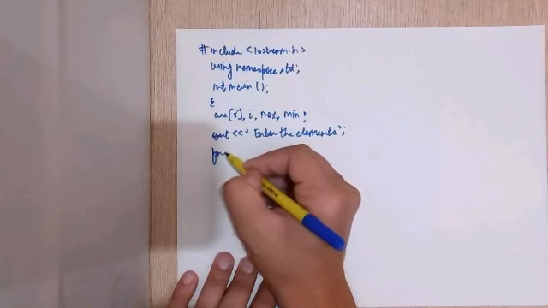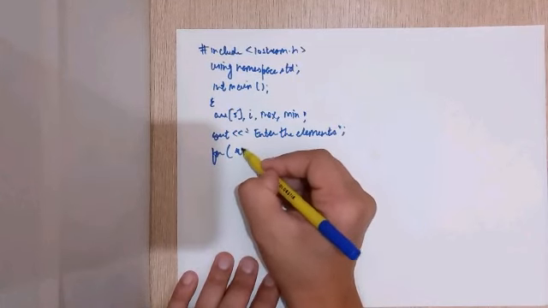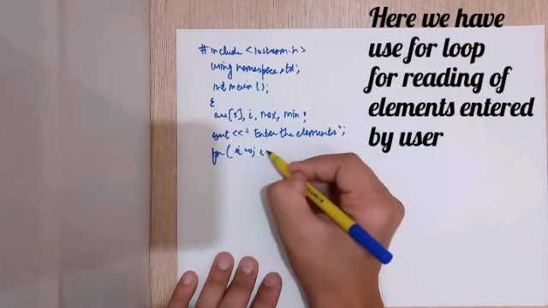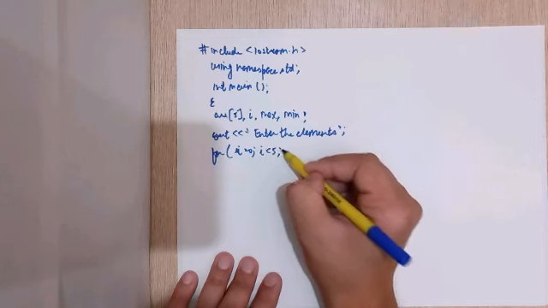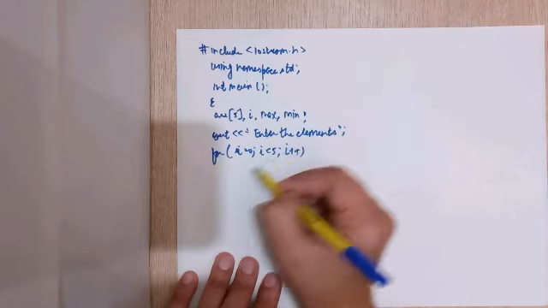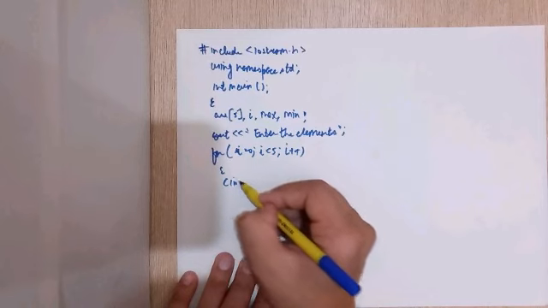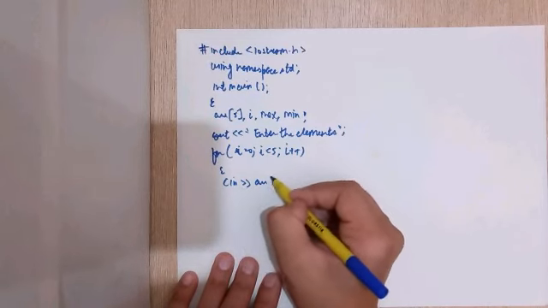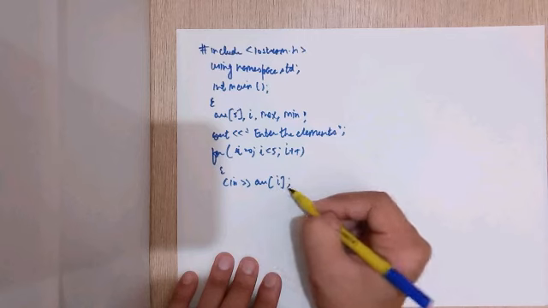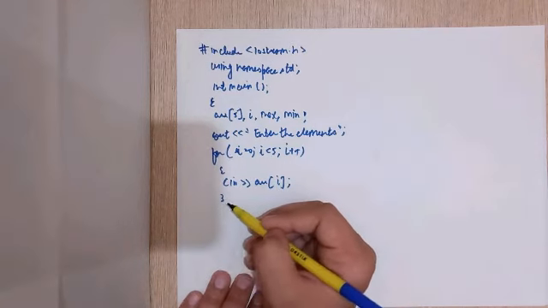And then here we will use a for loop for reading the elements which we have entered from the user: i equal to 0, i less than 5 and i plus plus. And then here we will store the elements which we have entered from the user, and then the loop is closed.